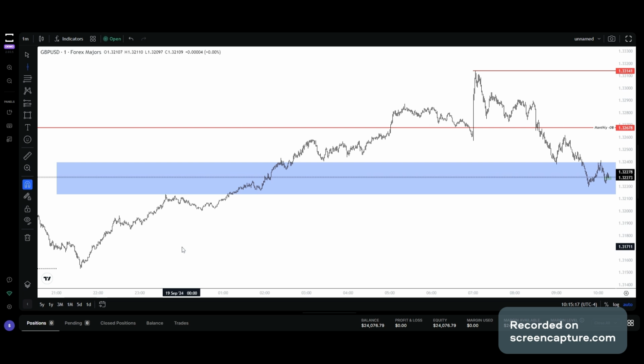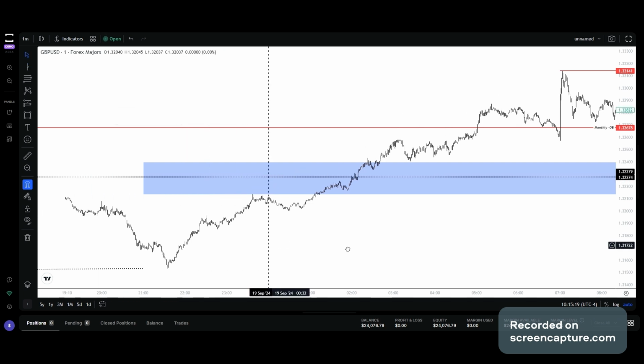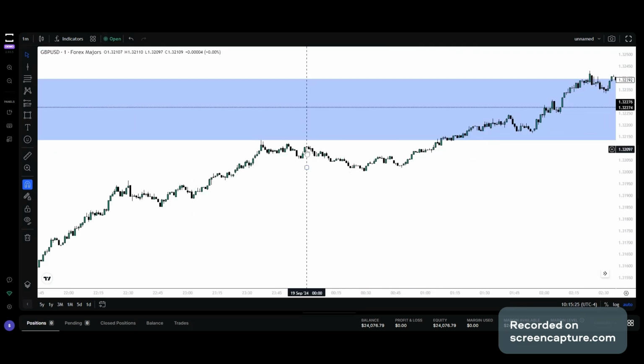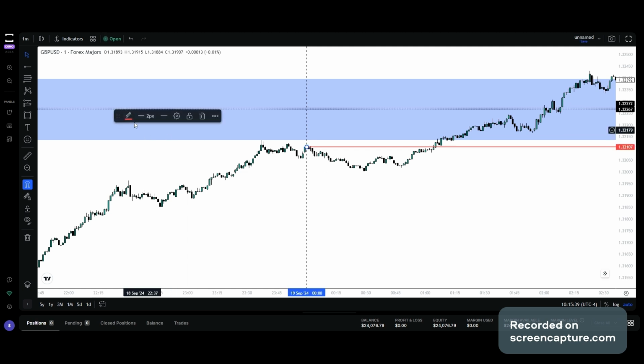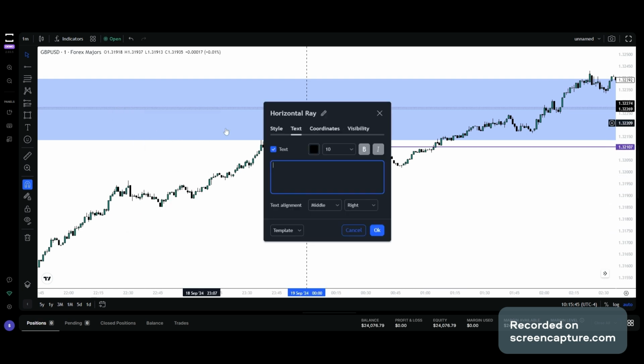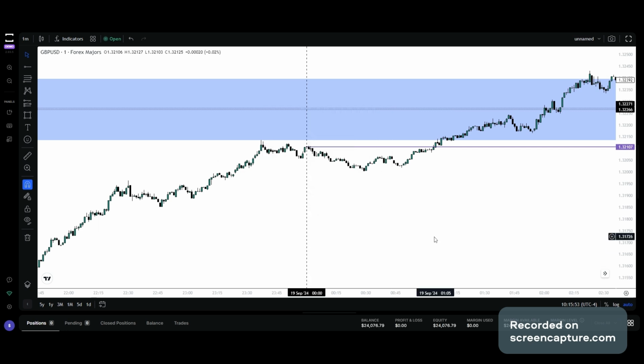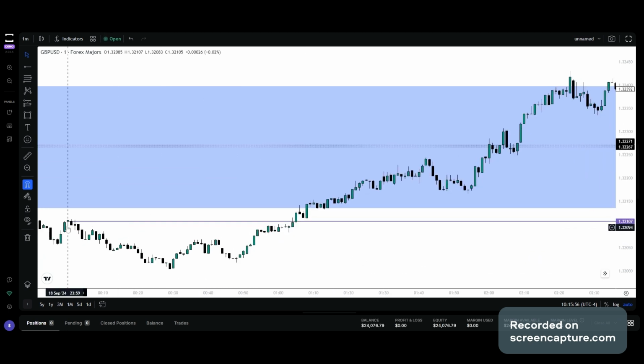New York midnight open is here. Put a vertical line on that as well, so we can see that New York midnight opening price. Right here. I like to make that line purple. Not that kind of purple. Light purple. Okay. So that's the New York midnight opening price.